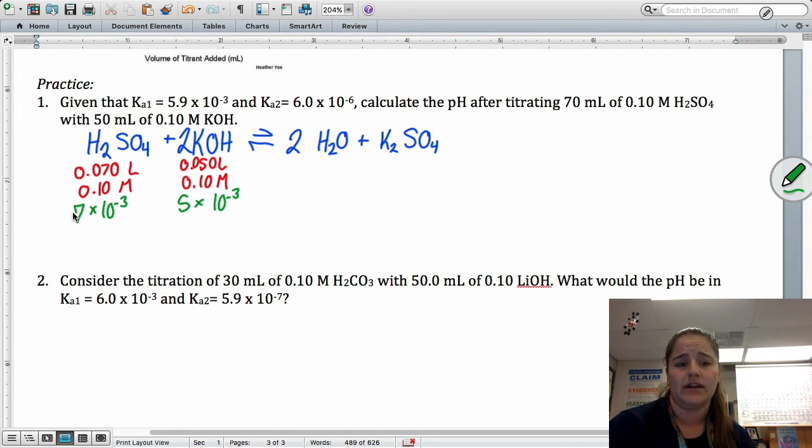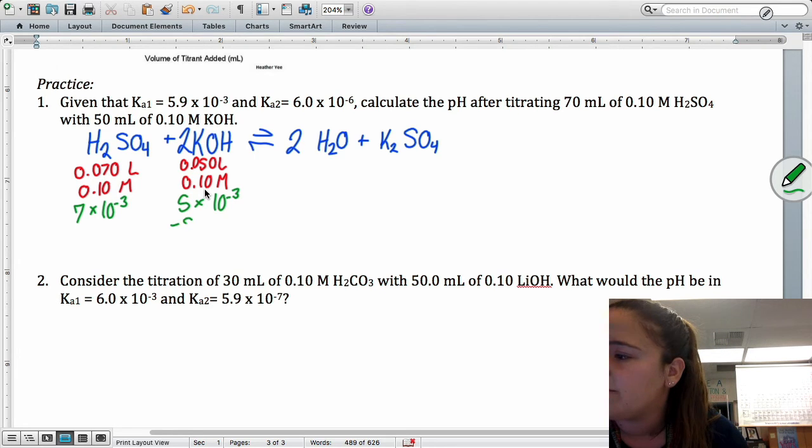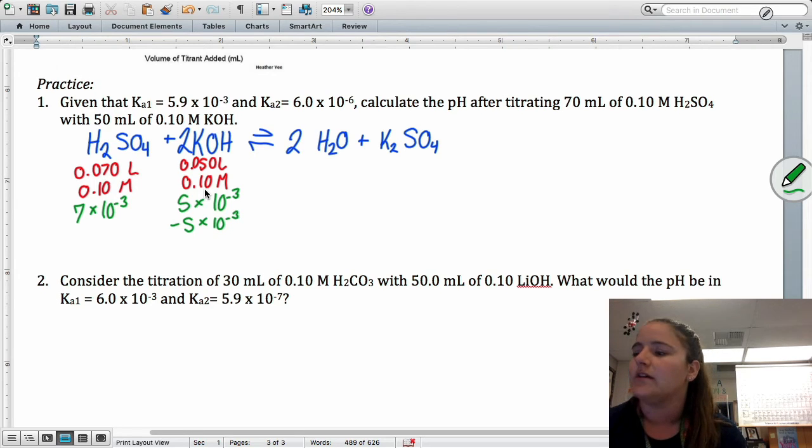So which one here is our limiting reactant? Well, it's not 1-to-1, so we have to give a little bit more thought to it. Okay, I need 2 of these for every 1 of these. So this is definitely going to be our limiting reactant. Okay, how much of it is going to react? 5 moles of it, all of it.